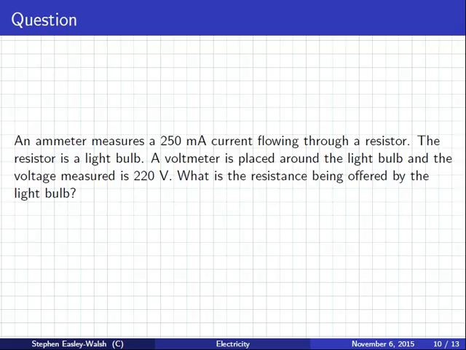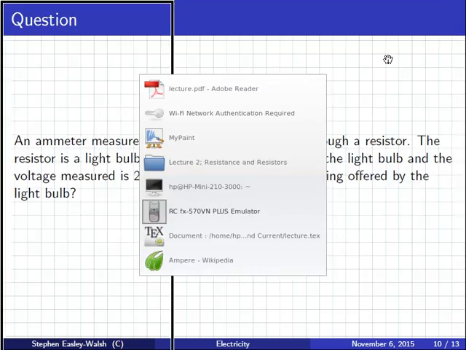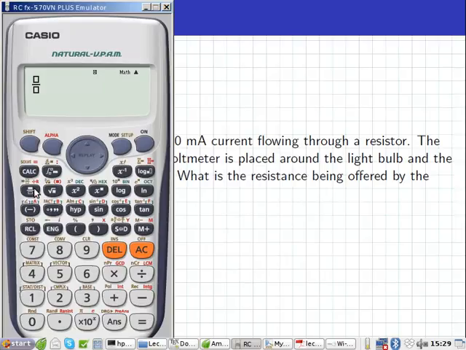Got an answer? Yep. So what's the formula for R? V over I. And in this case, what's the V? And what's the I? Yeah, 250 milli. So what did you get for the R? 880 ohms.